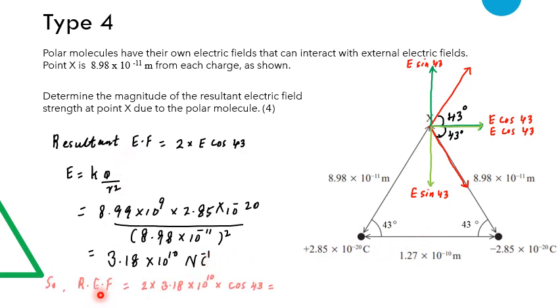Now, to get the resultant electric field, we have to substitute the value for E in this equation, 2 times E into cos 45, which will give us 4.65 times 10 to the power 10 newton per coulomb, which is the magnitude of resultant electric field at the point X.